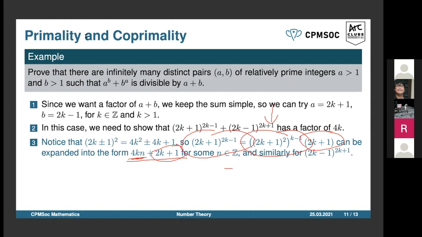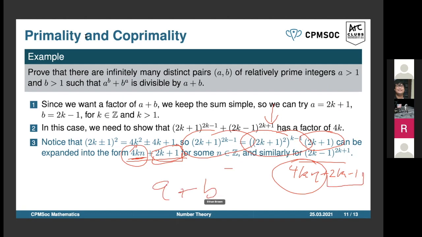And you can get something similar with this one. You're going to end up with 4kn plus 2k minus 1, right? And because we're dealing with everything modulo 4k, this 4k here and this 4k here kind of disappear. And we're left with 2k plus 1, 2k minus 1, which is exactly a plus b that we came up with. So certainly a plus b, which is 4k, is certainly a divisor.